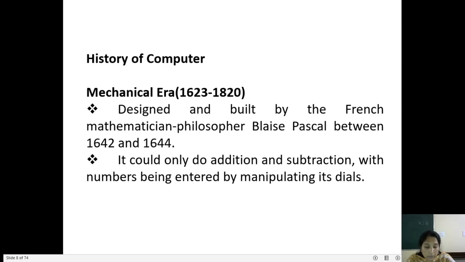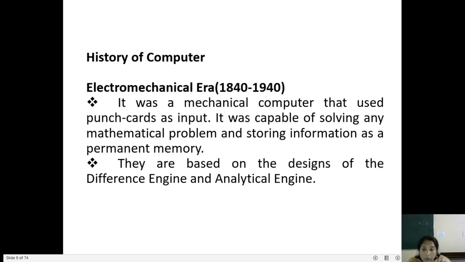Charles Babbage introduced the basic concept of what we call a computer. So we call him the father of the computer. Okay.